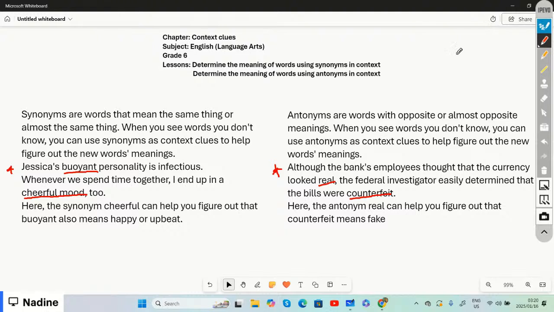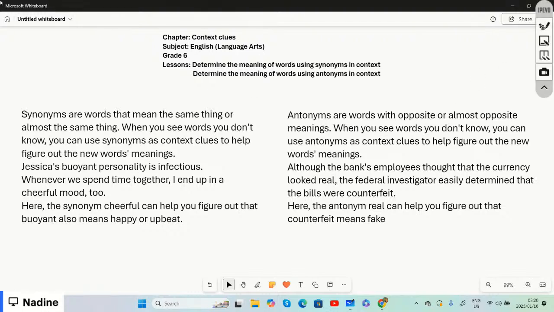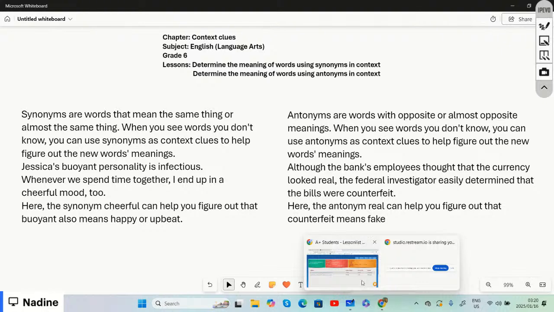All right, so now we're going to aplusstudents.ca, and we're going to determine the meaning of words using synonyms in context, and determine the meaning of words using antonyms in context.